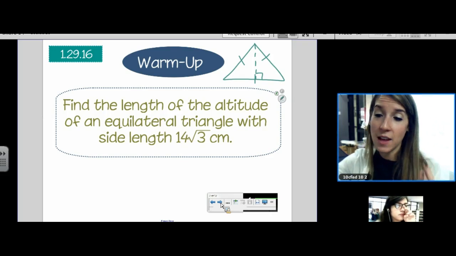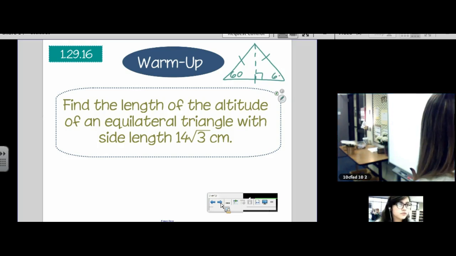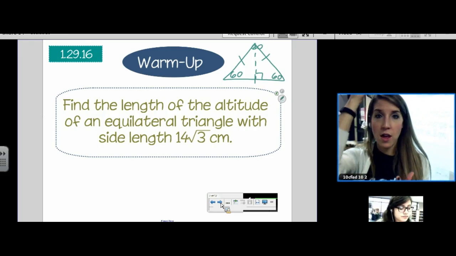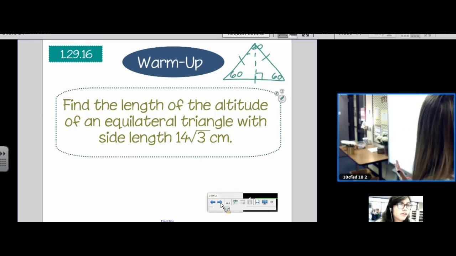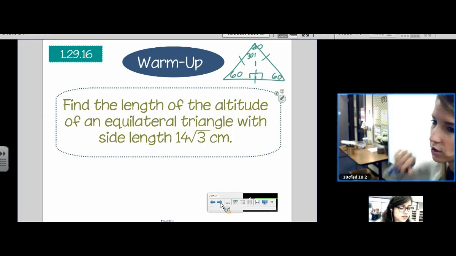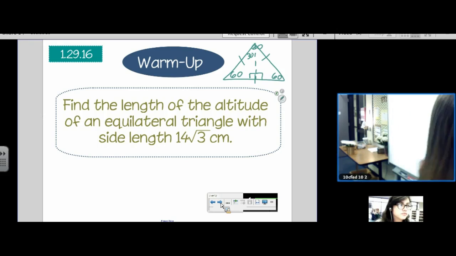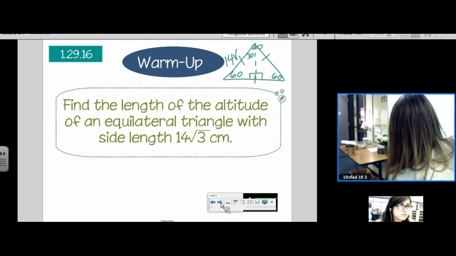First, what do we know about the equilateral triangle? We know that the equilateral triangle's angles are 60, 60, 60. But then, once we draw that altitude, once we draw that dotted line, then we see our 30, 60, 90 right triangle, which has that awesome little trick, that rule that works every time. So, we've got x, x root 3, and 2x as our side lengths.